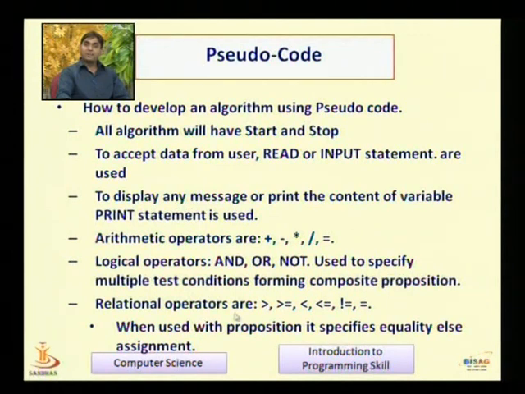Relational operators are greater than or equal to, less than or equal to, and not equal to. So here there are three types of operators: arithmetic operators, logical operators and relational operators. Along with these operators, start and stop, read, input and print are the different constructions of pseudocode.